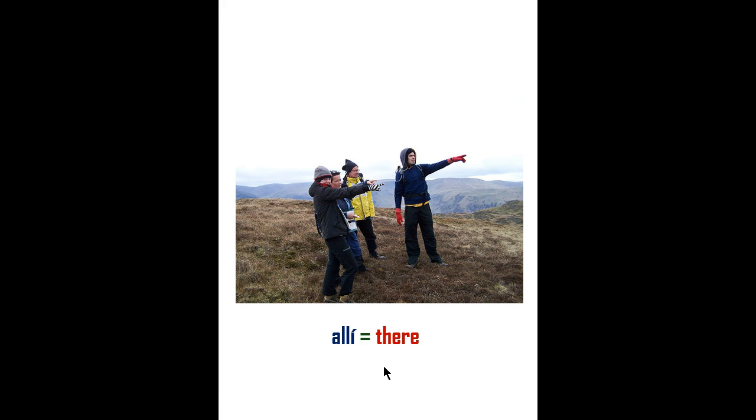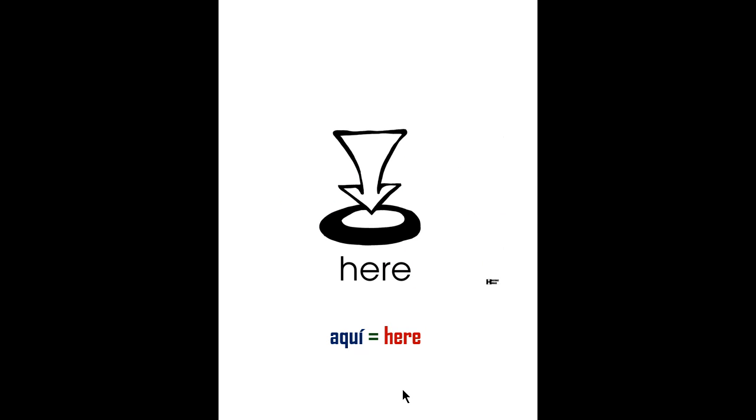To say that something is there, allí, it's over there, allí. Aquí, here, aquí, here. Mi mochila, my backpack, está, a form of the verb estar, to be, aquí. Mi mochila está aquí, is here.